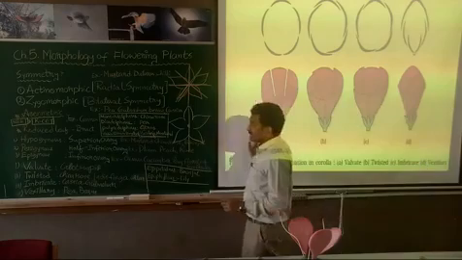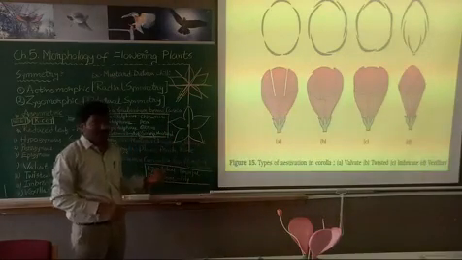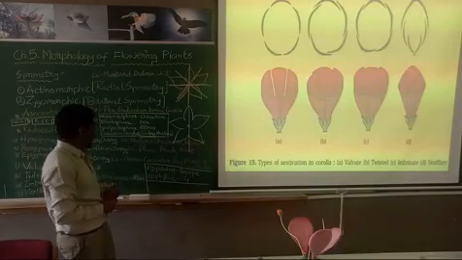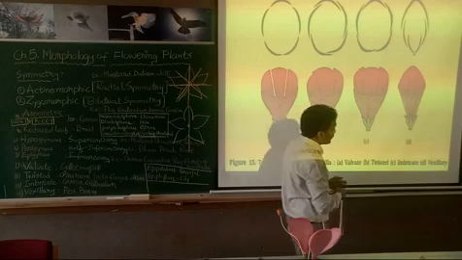Imbricate estivation can be seen in some flowers like cassia and gulmohar. What are the examples for imbricate estivation? Cassia and gulmohar. Next, one more interesting, the last one is vexillary.